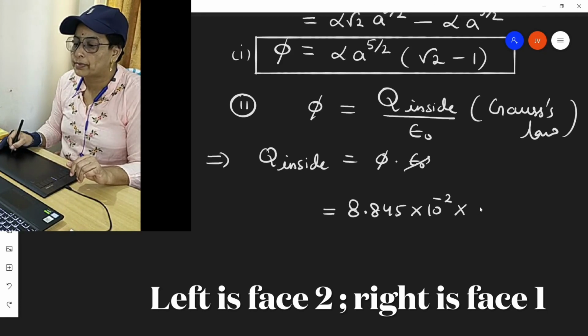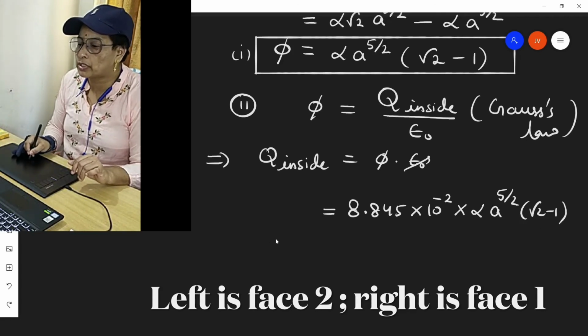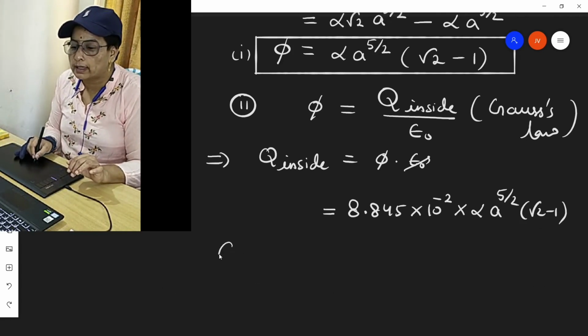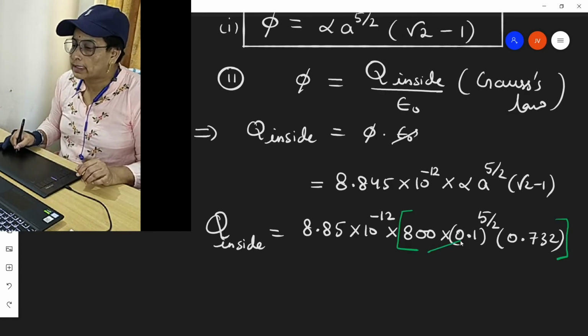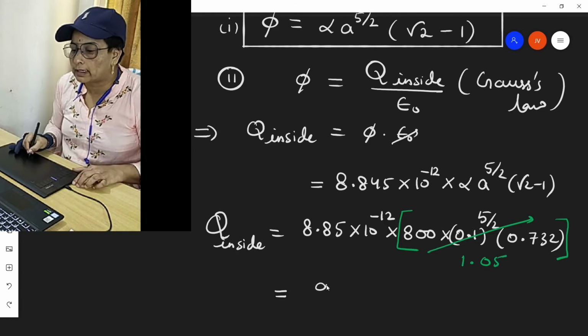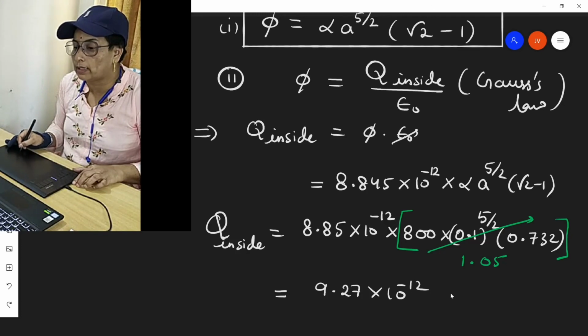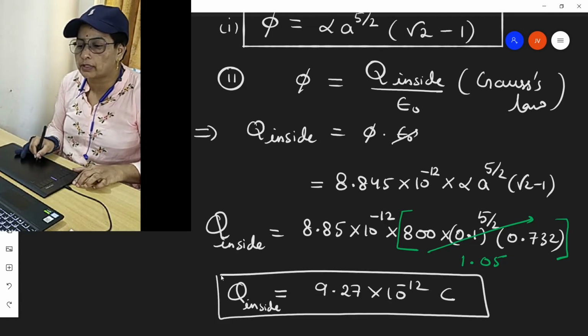Phi is alpha a to the power 5 by 2 times root 2 minus 1. In this question, all the values are given to us. Let us do a quick calculation of how much charge exists inside the cube. This complete calculation turns out to be 1.05 and 9.27 into 10 to the power minus 12 coulombs. So how much charge is enclosed inside this cube? 9.27 into 10 to the power minus 12 coulombs.